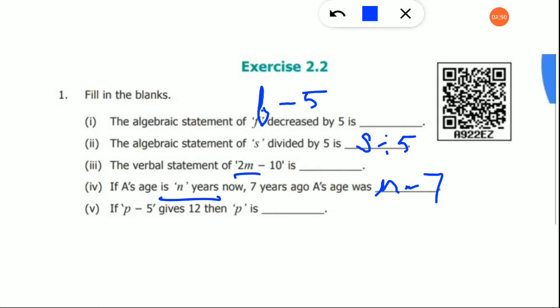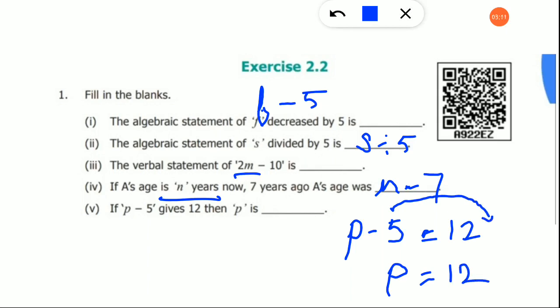Now fifth one. If p minus 5 gives 12, then p is equal to, so you have to write it as p minus 5 is equal to 12. And they are asking the value of p. So what should you do? You should take this minus 5 to the other side. This is a minus 5. When it goes to the opposite side, it should become plus 5. Now you can add this 12 and 5 and the answer will be 17.